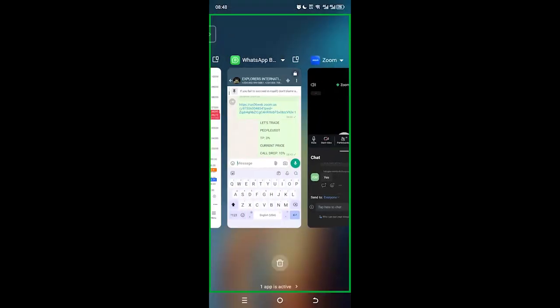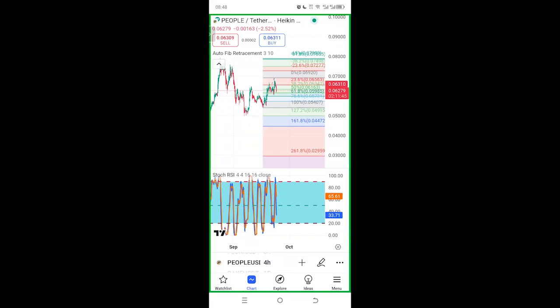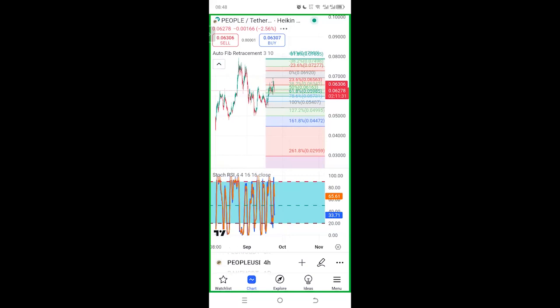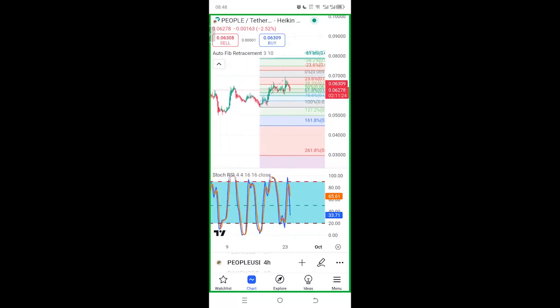Let me go back. Now, what you do, you hold your hands. Now you can just squeeze, just touch the screen and reduce it or enlarge it. This is what I'm saying. You can reduce it. You tap the screen with 2 fingers, reduce it or enlarge it. You see?